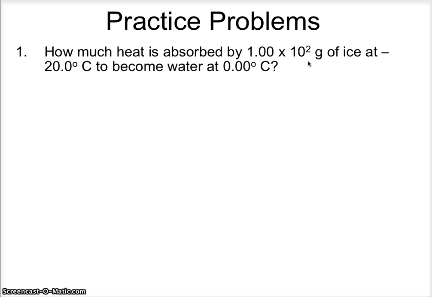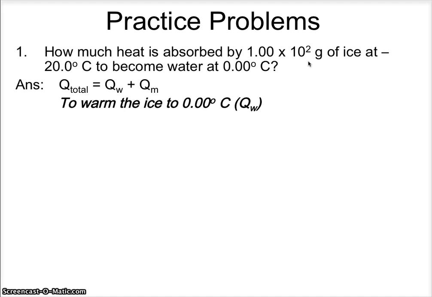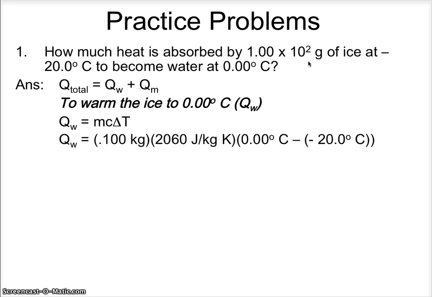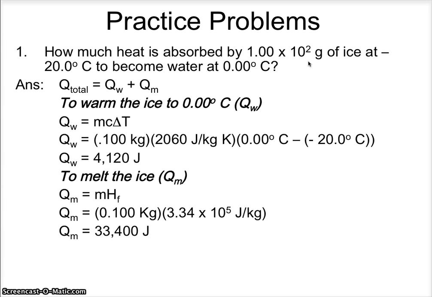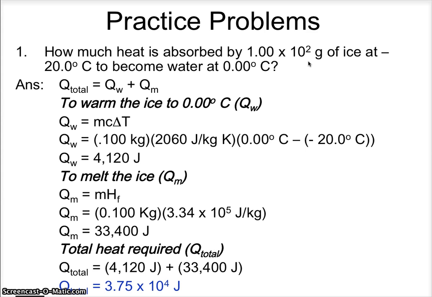Okay, so here I have the solutions to the practice problem. Q total is the total amount of heat. Qw is the heat to warm the ice to 0 degrees, the melting point, and then Qm stands for the actual melting of the ice to become water. So you would warm the ice using the specific heat equation, and then melt the ice using the heat of fusion. Once you get that, you sum them up, and you will have your answer.